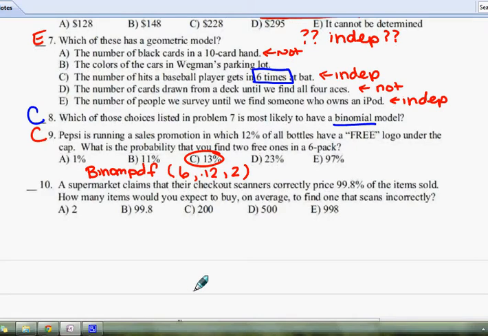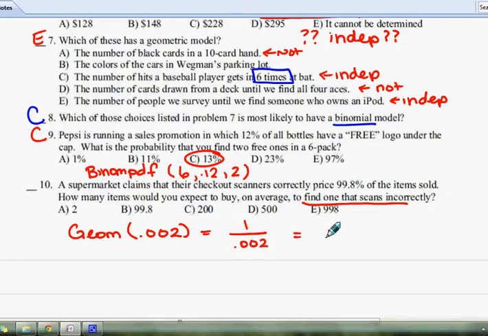Number 10. How many items would you expect to buy to find one that scans incorrectly? This is a geometric distribution because you're going until you have a success or until a failure. And in actuality here, the probability of failure is 0.002 because we're looking for the probability of something incorrect. So the expected value of incorrect is 0.1 over 0.002. So I'd expect to go through 500 of these.